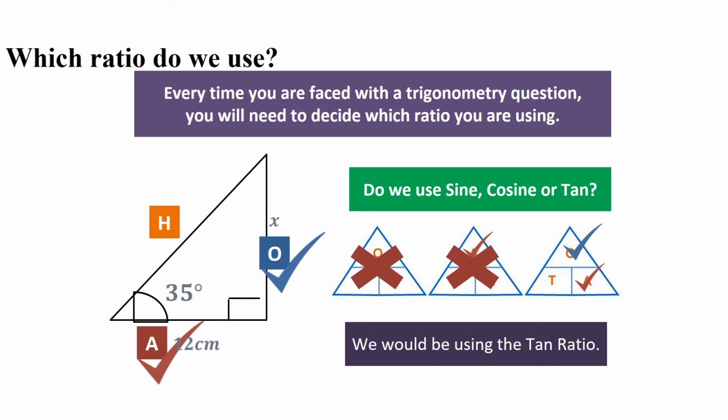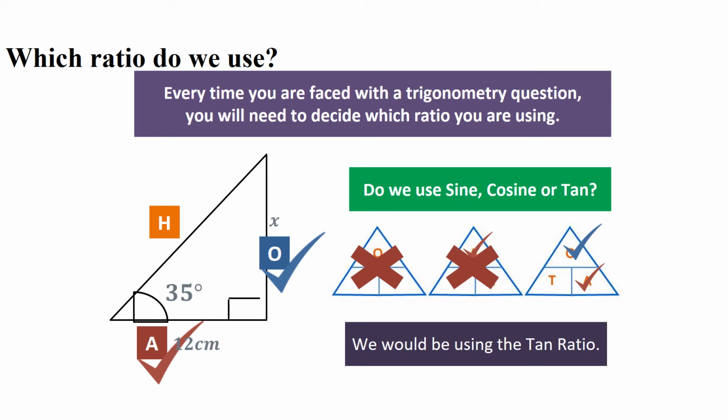In this case, we must identify which ratio we're going to use. First of all, we identify the hypotenuse, and we do that by identifying the right angle. So we identify the right angle, and we mark our hypotenuse H. In relation to the angle that we have, we see that the side opposite to the angle, which is marked X, is our opposite side, so we label that O. And of course, our remaining side is our adjacent side, which we have a value of, which is 12 centimeters.